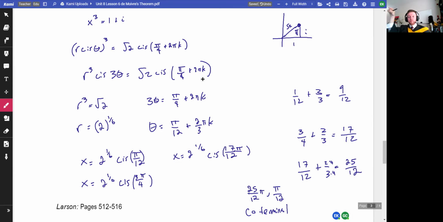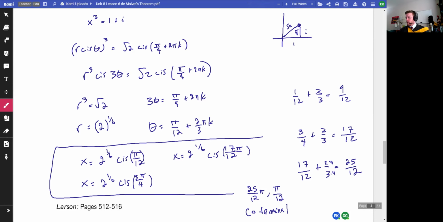But this process can be done for any number. Once we get to 3, we start to repeat ourselves. If we're looking for the 6th roots, once we get to 7, we're going to start repeating ourselves. So it is impossible to have more than n roots. And similarly, there will be n roots because we can always get a unique one until we become coterminal with the answers that we already have.